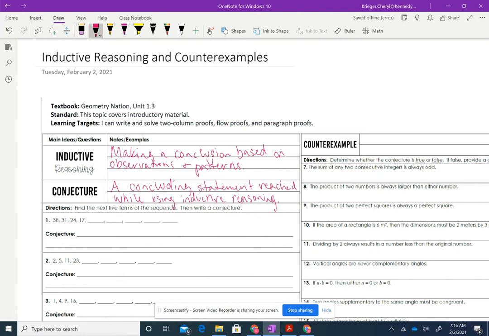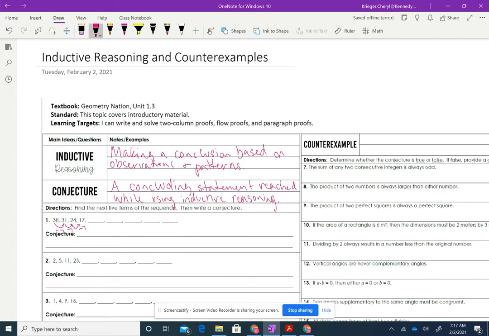Okay, so find the next 5 terms of the sequence, then write your conjecture. Okay, so it looks like we have 38 to 31 to 24 to 17. So hopefully you can see from 38 to 31, we're subtracting 7, right? Minus 7, 31 to 24, subtract 7. So you get to test this theory, make sure it works, right? And then go ahead and write the next 5 terms of the sequence.